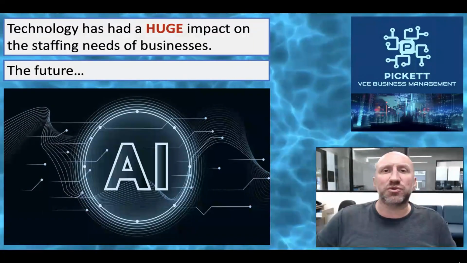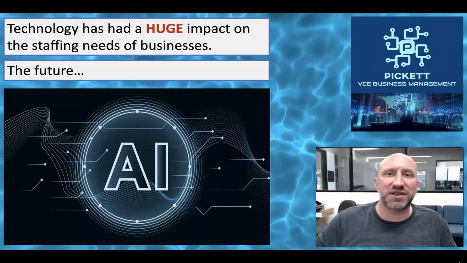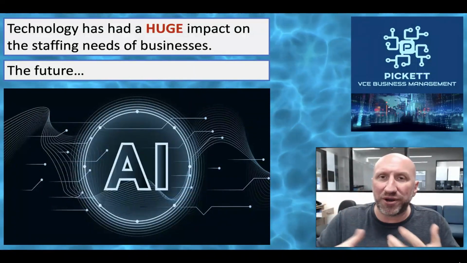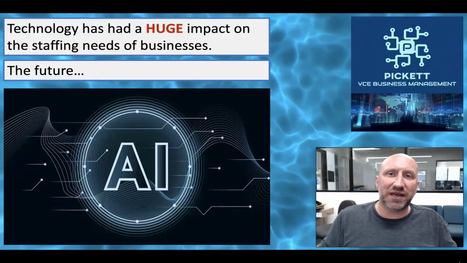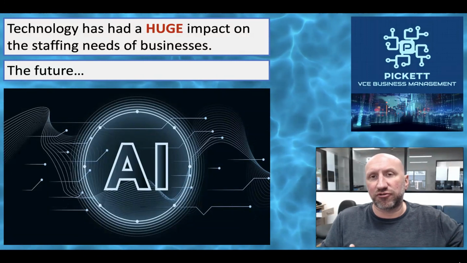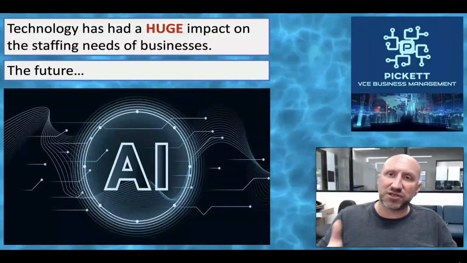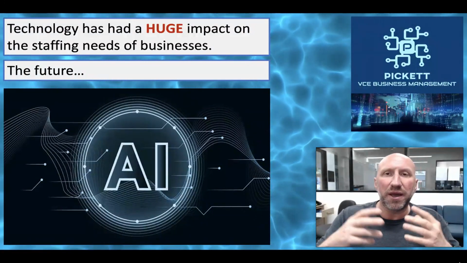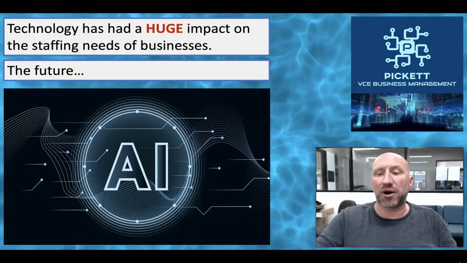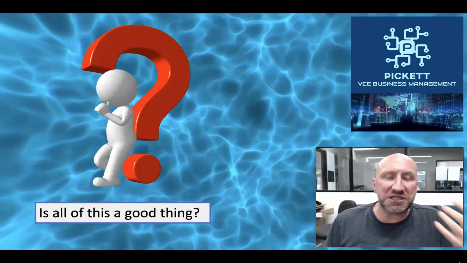And now we're moving into an area of artificial intelligence, so where is this going to take us? But I guess the point of all of this is that all of this technology that we're seeing here, starting from several hundred years ago right through to the modern day, the predominant impact that it's having on the staffing needs of businesses, again, I'll say, is that it's reducing it. Okay, people are being replaced by technology. So the question then is, is this a good thing?